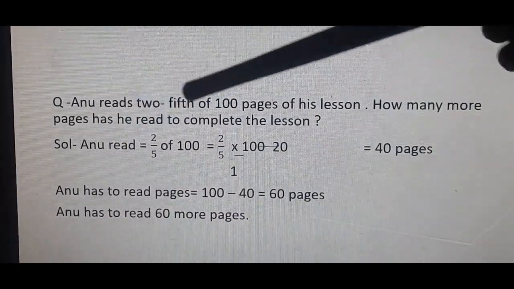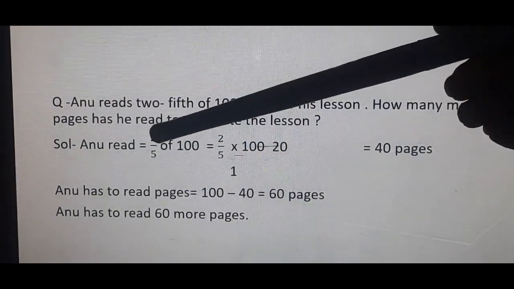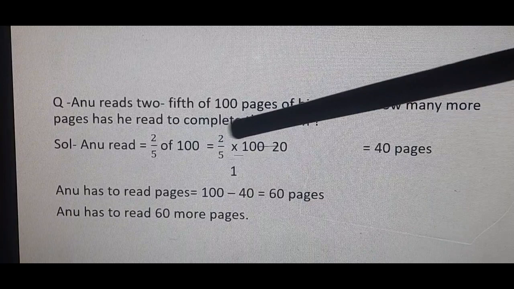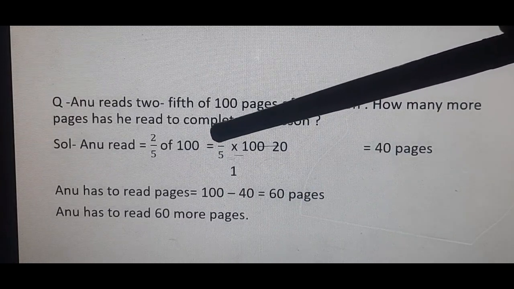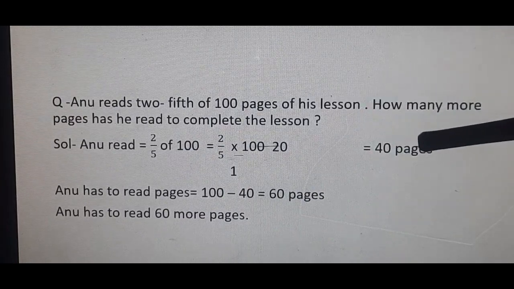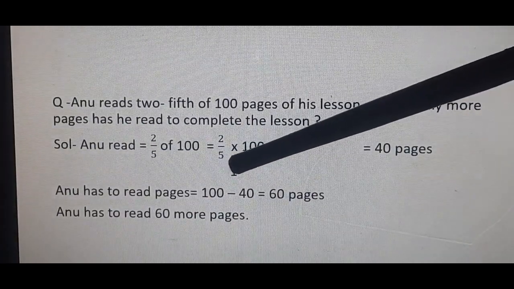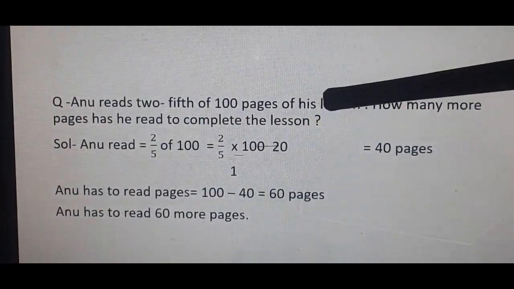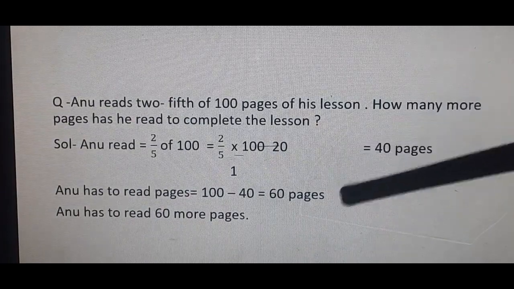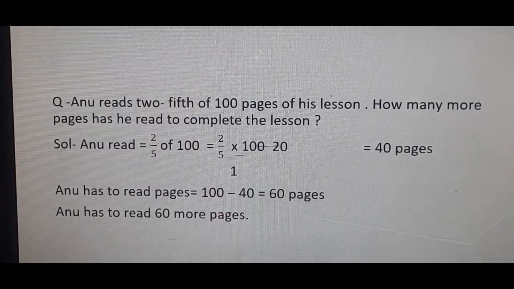So Anu read, अन्नू ने कितना पढ़ लिया, 2/5. 2/5 means 2/5 of 100 pages. 2/5 of means multiply 100. 5 ones are 5, 5 twos are 10, 5 zeros are 0. So 2 into 20 will give the answer 40. 40 pages Anu has read. Anu has to read the pages, कितने pages उसको और पढ़ने हैं? 100 minus 40 is equal to 60 pages. So Anu has to read 60 more pages so that the lesson will be completed.